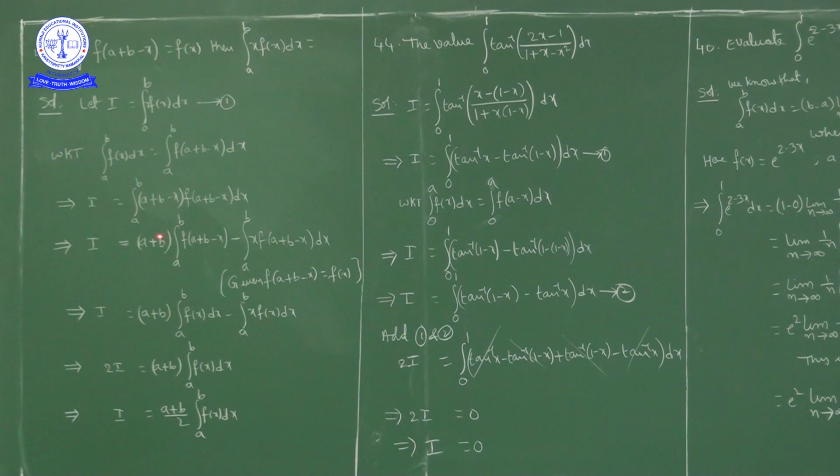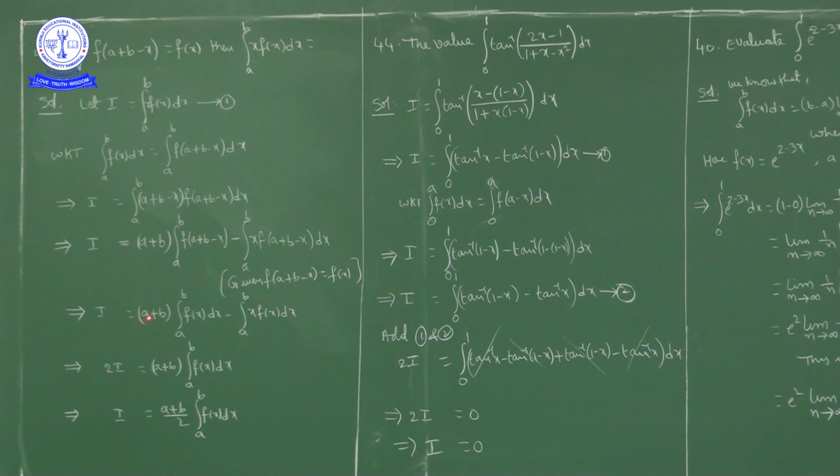Now if you write it as separate integrals, you get I is equal to a plus b into integral a to b f of a plus b minus x, minus integral a to b x into f of a plus b minus x dx. But what is given is f of a plus b minus x is equal to f of x. So this becomes f of x dx. This is also f of x dx.